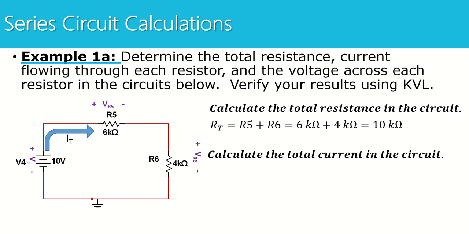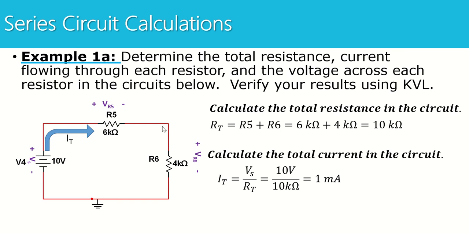Now that I know the total resistance, I can calculate the total current using Ohm's law. Ohm's law says that V equals IR. Rearrange that. Total current must equal the source voltage divided by total resistance. So in order to figure out the total current, I had to know the total resistance first. I cannot say that the total current is 10 volts divided by 6K.